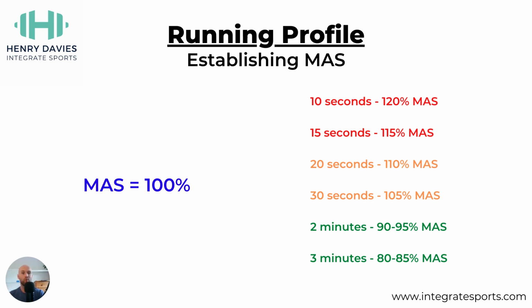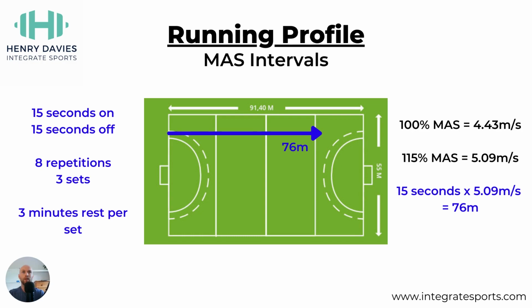So if we know we've got 4.43 at 100%, we can take that number and then either scale up or scale down, dependent on the distances we're looking to run in successive intervals. Here's an example. If we had an interval session which was 15 seconds on, 15 seconds off, a classic MAS interval session, we would take 100% of our MAS score, which would be 4.43. If we're going to work for 15 seconds, we would work at 115% of maximal aerobic speed, which would give you 5.09. Then you take 15 seconds, multiply by 5.09, and we get an individual target for the athlete of 76 meters.